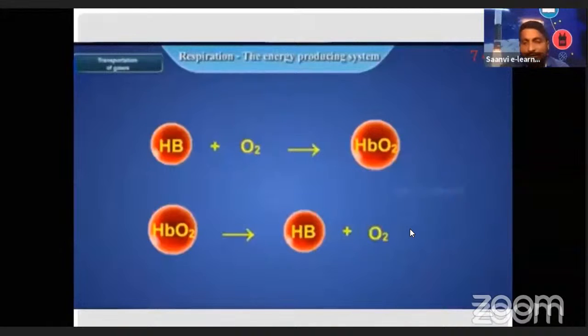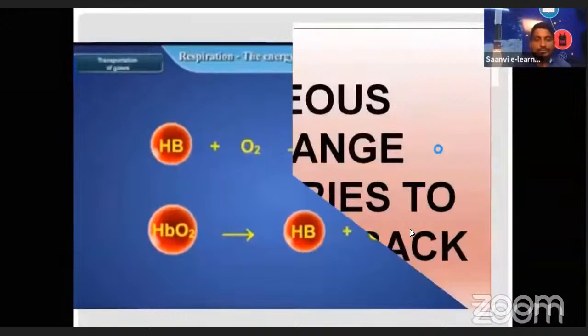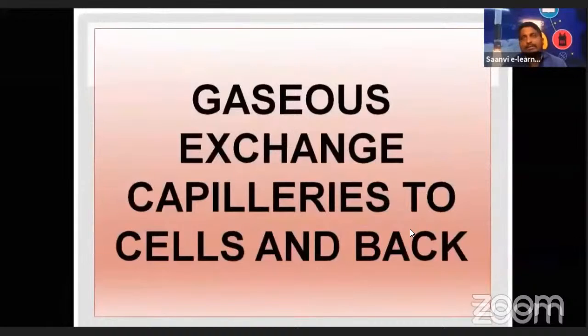So what is the use of respiration? Cellular respiration will release the energy. That's why hemoglobin plus oxygen gives rise to oxyhemoglobin, HbO2. It can also be done in reverse, like HbO2 gives rise to Hb plus O2. Now, gases exchange from capillaries to cells and back. This topic we can discuss in the next session.